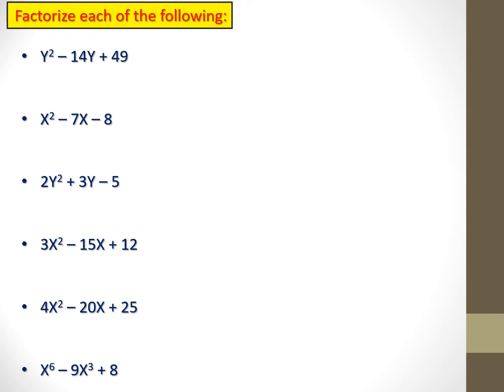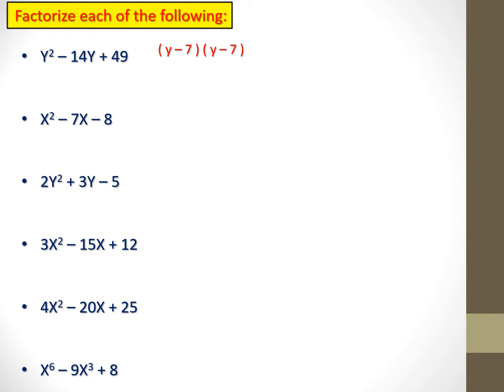Firstly, y power 2 will be y and y. 49 is 7 times 7, and 7 plus 7 equals 14. So it will be y minus 7 and y minus 7. Since the last sign is positive, the middle sign will be the same for the two brackets.